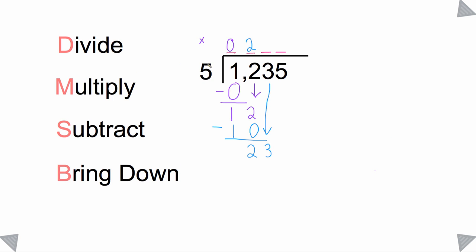We're going to divide. How many times can 5 go into 23? 5 can go into 23 4 times. And that's divide. 5 times 4 is 20. That's our multiply. We're going to subtract, and we're left with 3. And then we're going to bring down our 5.